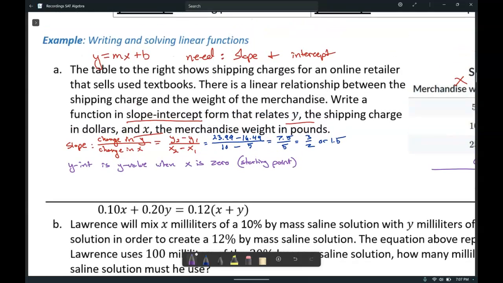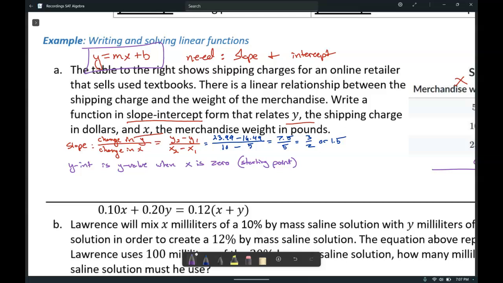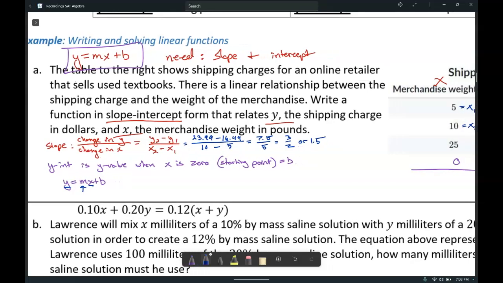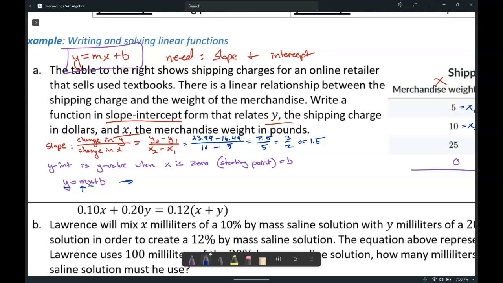So what we have is an equation that we can use to find our y-intercept, because the y-intercept is the b value. If we look at the equation y equals mx plus b, what we can do is take any one of our ordered pairs in our list, plug in the slope that we know, and solve for b. And so that's what we're going to do.